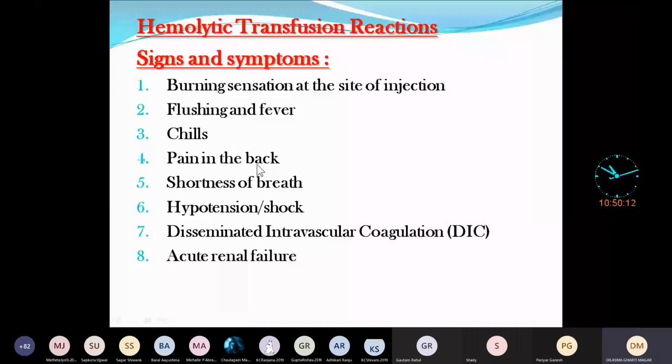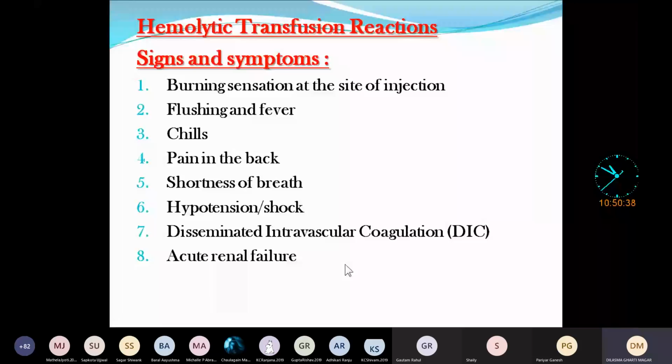So if all these things are the signs and symptoms they describe, then we have to think of the blood transfusion reaction, and hypotension and shock also. And another one is disseminated intravascular coagulation and acute renal failure. Because of this hemolysis, it can lead to acute renal failure. So hemolytic transfusion reaction, these signs and symptoms, understood?